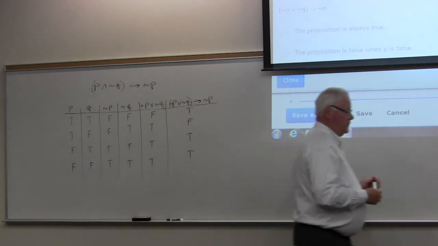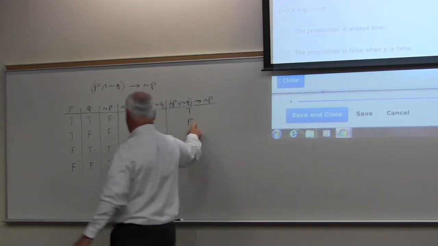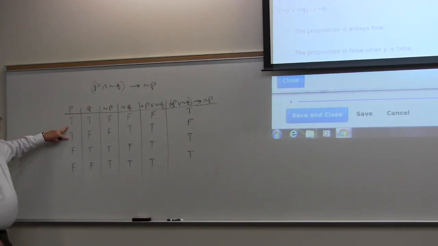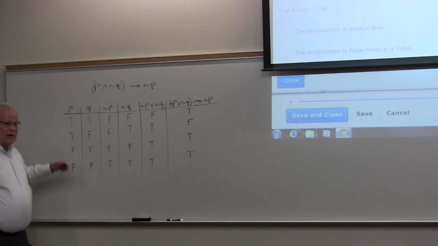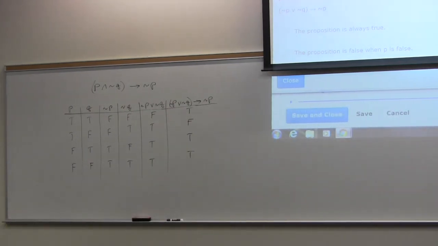All right, so looking at that one then, the proposition's always true? No. The proposition is false when P is true? Well, the proposition's only false in one case. P is true in two cases, right? So it is true for this row, but it's not true for that row. And when you have a statement like that, it has to always be. So that's not the right answer.